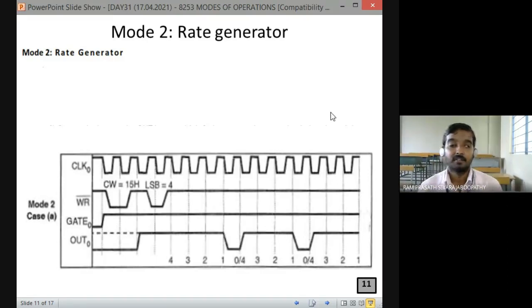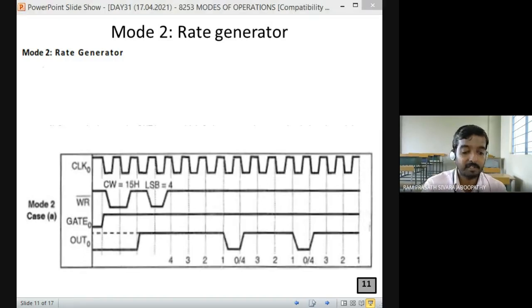Okay. So in this particular mode, the count will automatically reload. Let's see how. Here, what about the control word? 15H. That means what? 0 0 0 1 0 1 0 1. Correct? So what about the mode of operation here?